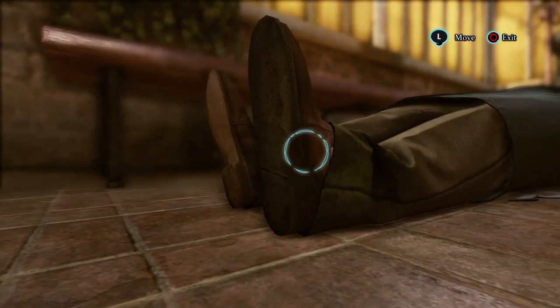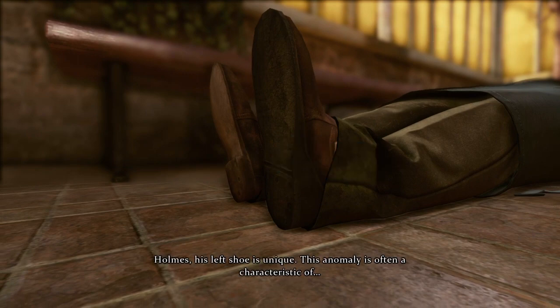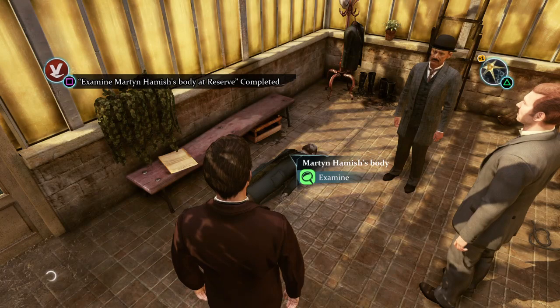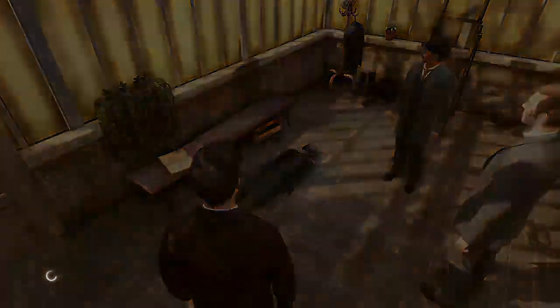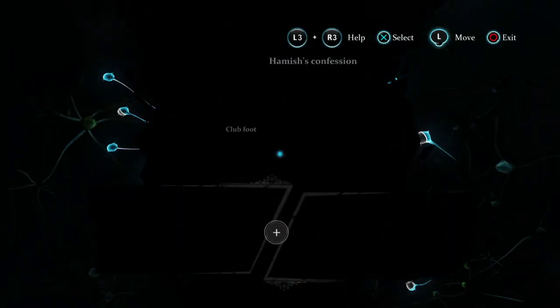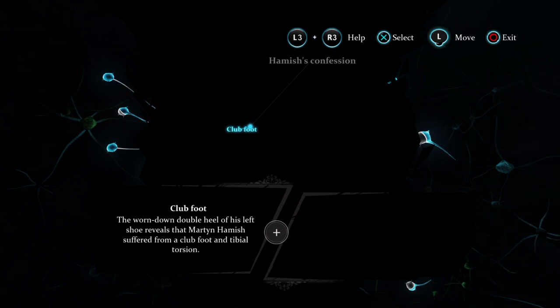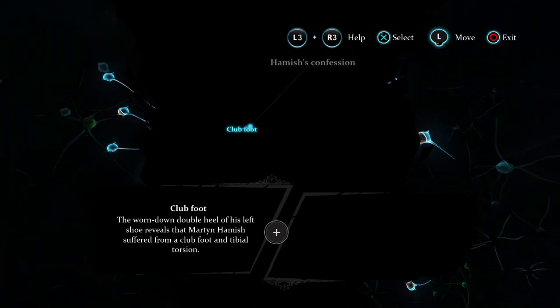Somehow it's too obvious. Holmes, his left shoe is unique. Yeah. This anomaly is often a characteristic of... A club foot. Bravo, Watson. That is the key element of this case. What is a club foot? What does it mean? The worn down double heel of his left shoe reveals that Martin Hamish suffered from a club foot and tibial torsion.